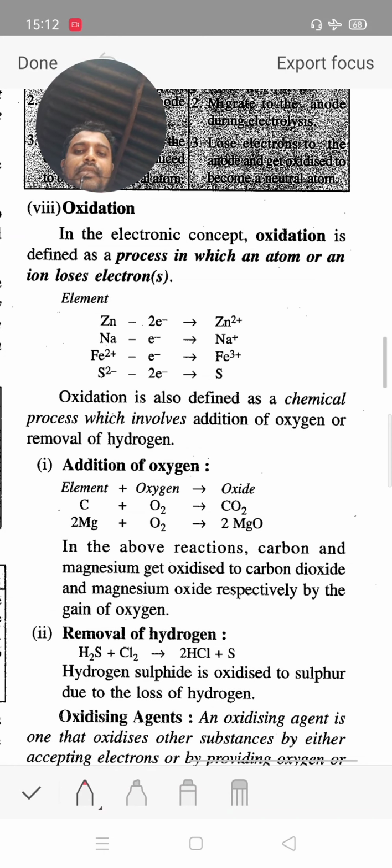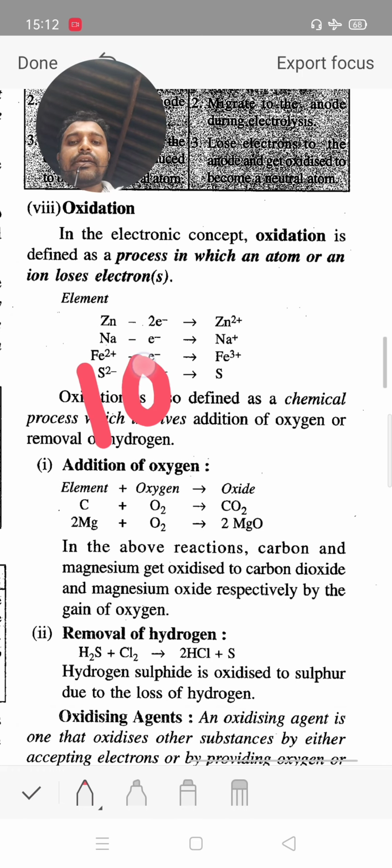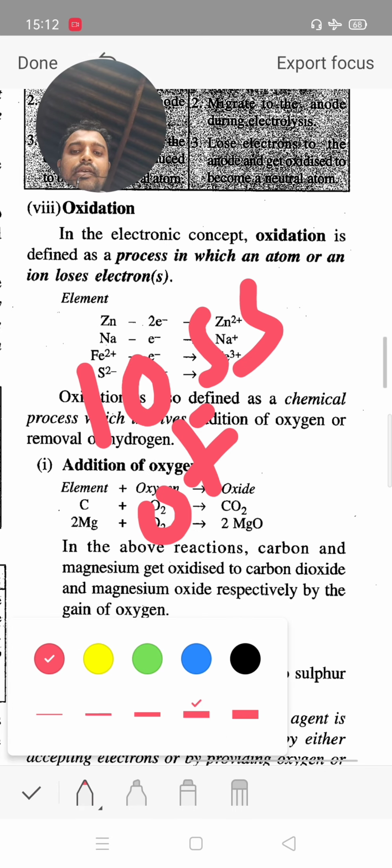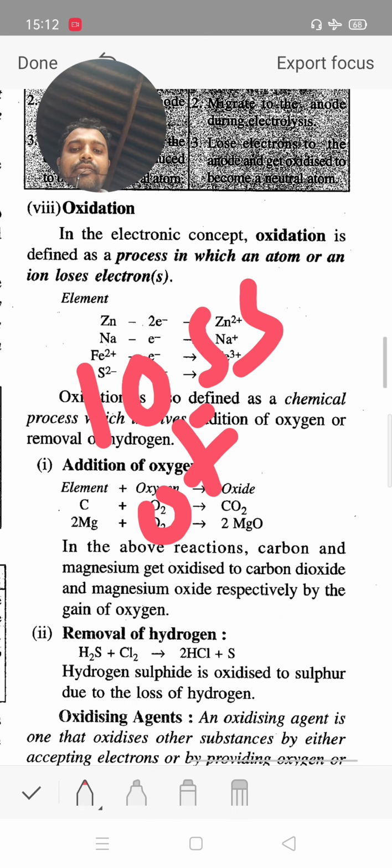Oxidation means, the definition of oxidation is loss of electron. Oxidation means loss of electron.